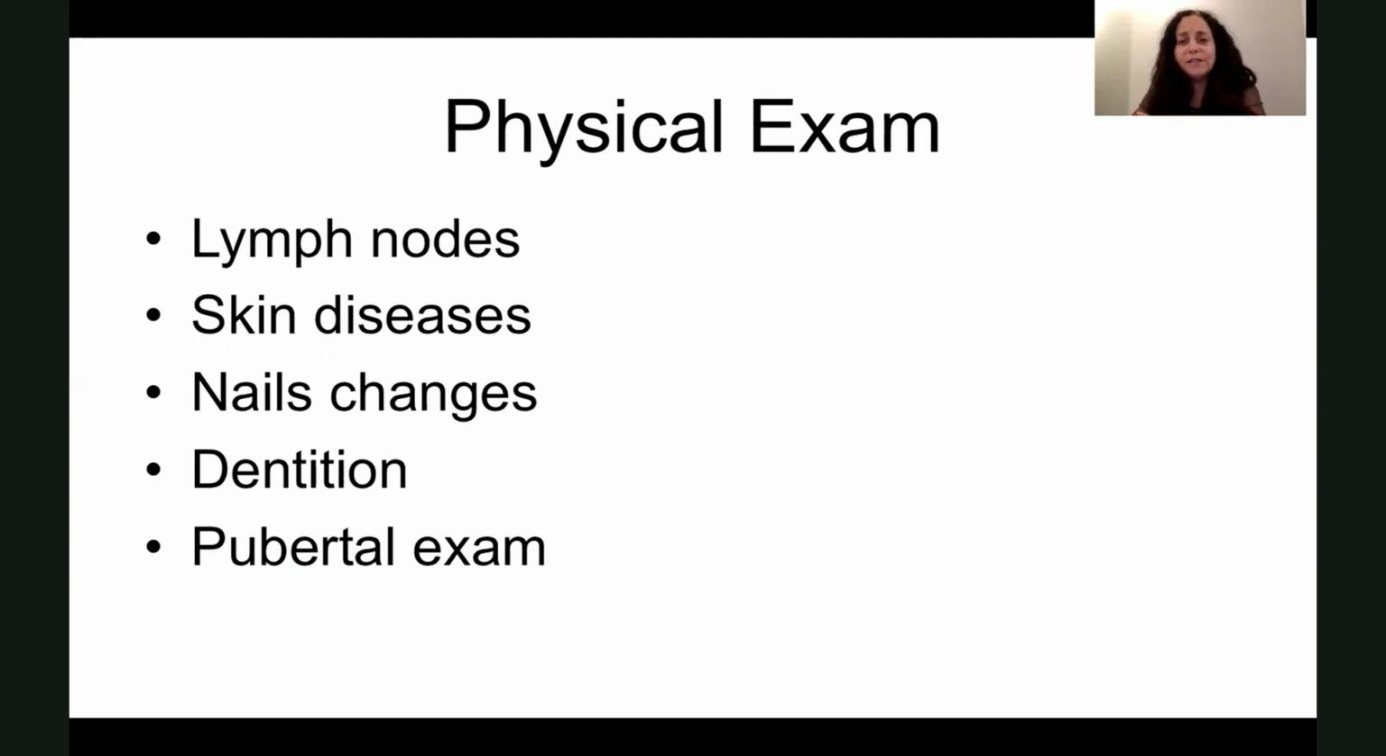Nail changes can be seen in some of the hair loss disorders, and we'll talk about that. It's also important to look at dentition. In the rare cases of hair shaft abnormalities that I mentioned, they can be part sometimes of what's called an ectodermal dysplasia, where there's abnormalities of multiple different ectodermal derivatives, including the skin, the hair, the nails, and the teeth.